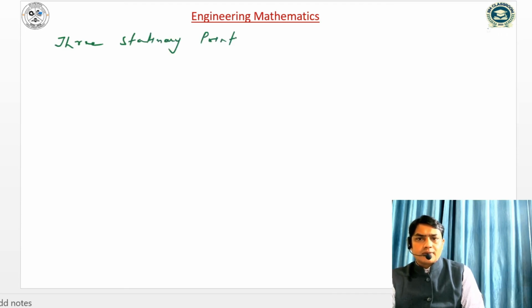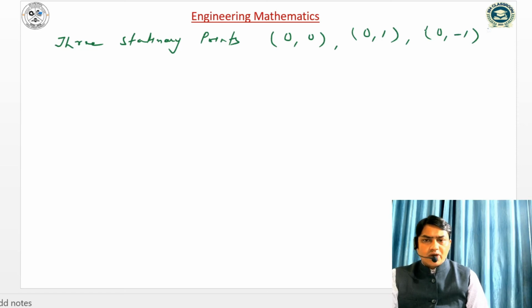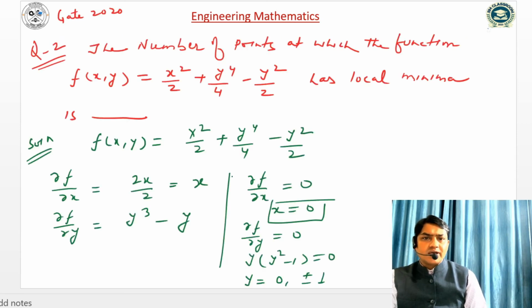The three stationary points are: when x is 0, y is 0; when x is 0, y is 1; and when x is 0, y is equal to minus 1. So now we have to check out of the three stationary points at which point the function attains the local minima.